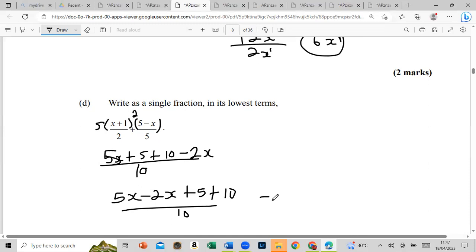So our final answer would be 5x minus 2x, which is 3x. And then we have 5 plus 10, which would give us 15 over 10. Alright, and guys, please don't be tempted to divide this by 5 and this by 5. Only if the number can go into all three of them can you simplify. As it is, this is its lowest term. I've seen students get the answer already and then they continue to divide that by, say, 5. Unless you're going to put 3 over 5x plus 3 over 2, that's the only way you can simplify it further. You don't have to do that, alright?